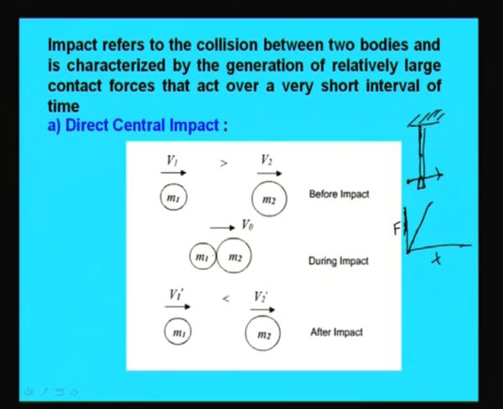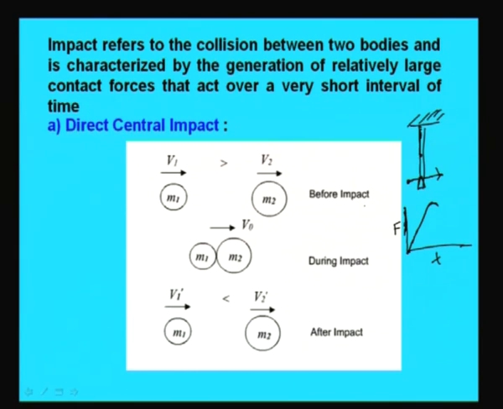At the same time, body m1 faces resistance, because m2 applies the force in the opposite direction, so its velocity keeps on decreasing, and gradually a point comes at which the velocity of both the bodies becomes the same and the force has reached maximum. At that time the velocity of both is the same, that is v0. So the condition comes that both the bodies are moving with the same velocity, but then after that body m1 cannot touch body m2.